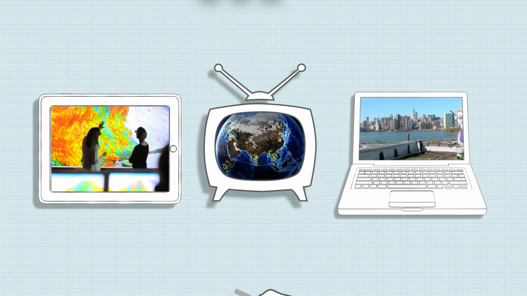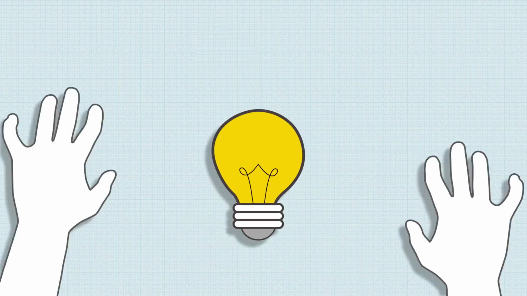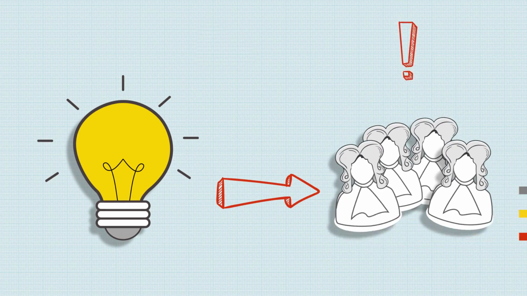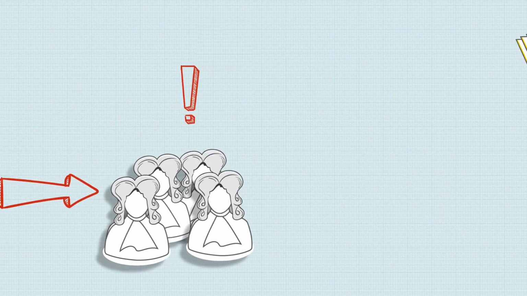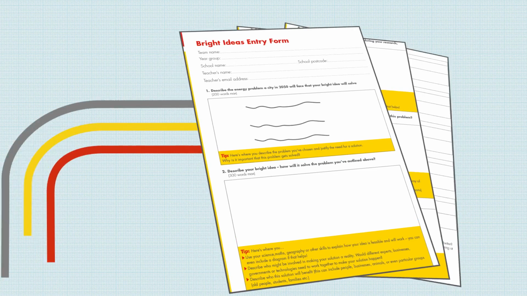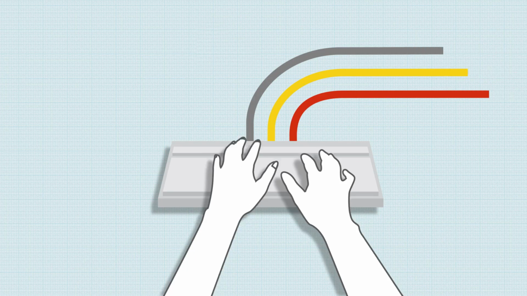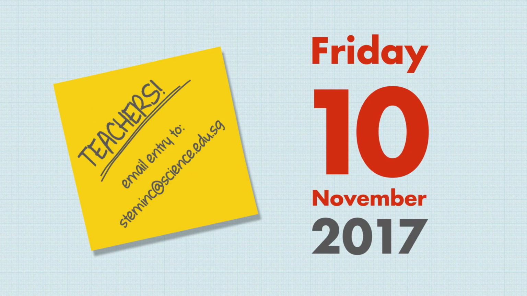You've watched the videos, done the research, and maybe even completed the student workbook. Now's your chance to bring all that teamwork and those bright ideas together to create an amazing competition entry that will really get the judges' attention. To enter the competition, you'll need to complete a Bright Ideas entry form with your team. You only need to submit one form per team. Have your teacher email your entry alongside their teacher cover sheet by November 10th, 2017.